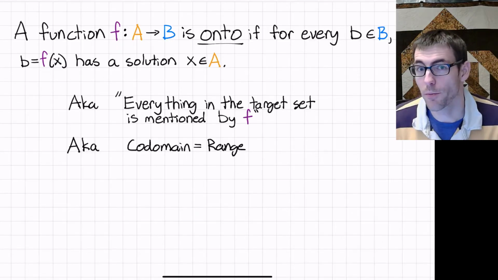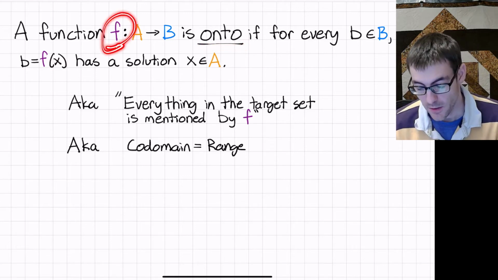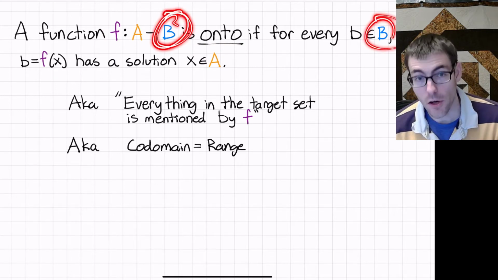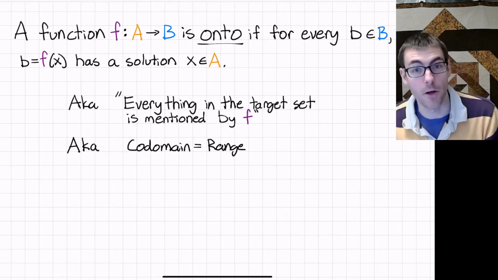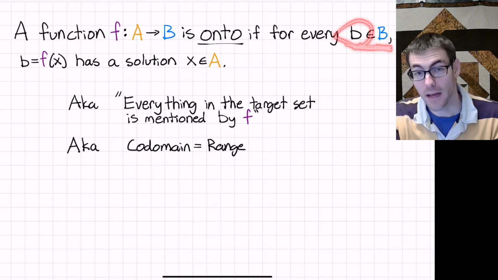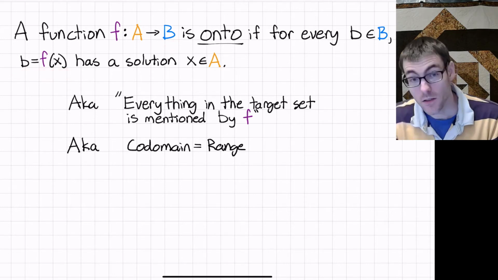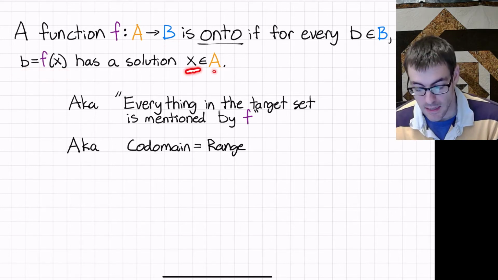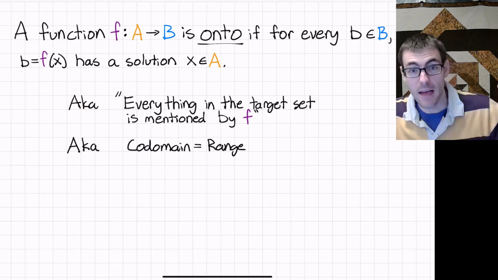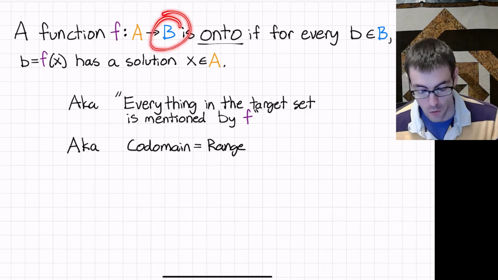There are two especially important properties of functions that we're going to talk about, the first of which is onto. A function is onto if every element in the codomain, every element in the target space, is hit by the function at some point. So every value b in the codomain has a solution to the equation b equals f of x for some element x in our domain. Put another way, if we think of the function as pointing at things, the function points to every element in the codomain B.